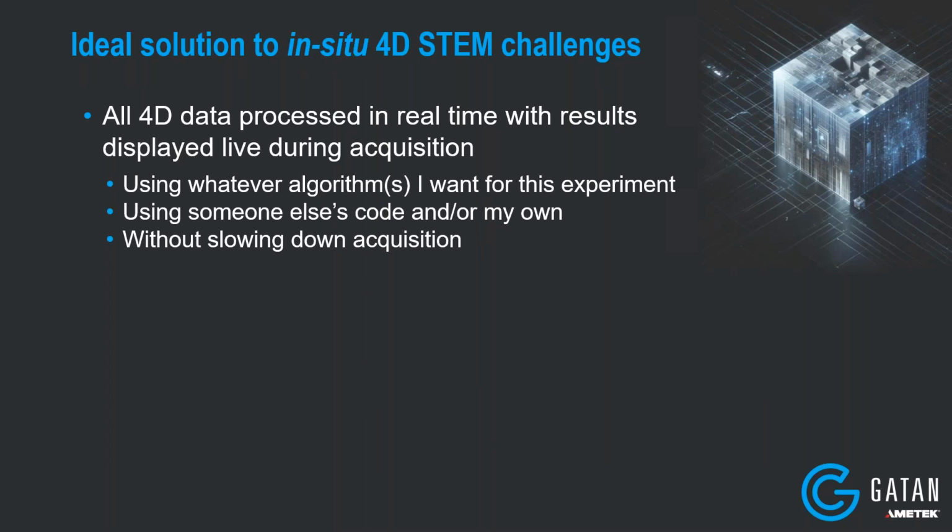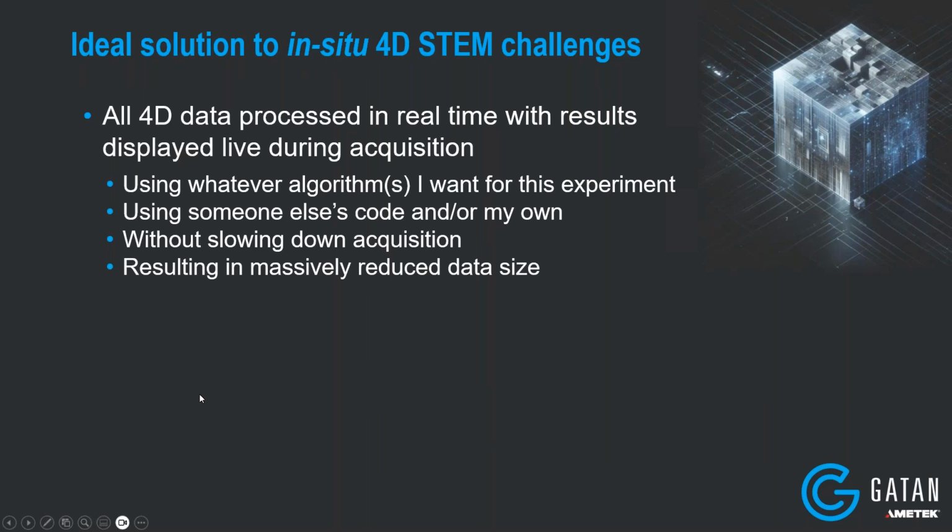So in different experiments that I do with 4D STEM, I might want to process the data in different ways. So I might want to use different algorithms each time. I might want to use someone else's code, right? That I saw them present at a conference and they sent me a link to GitHub, and I want to use their code to process my data in real time. And of course, I would ideally want to do this without slowing down the acquisition.